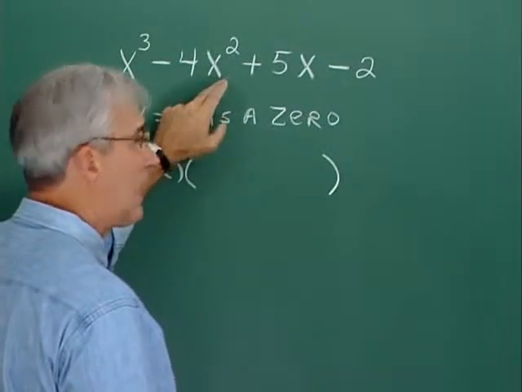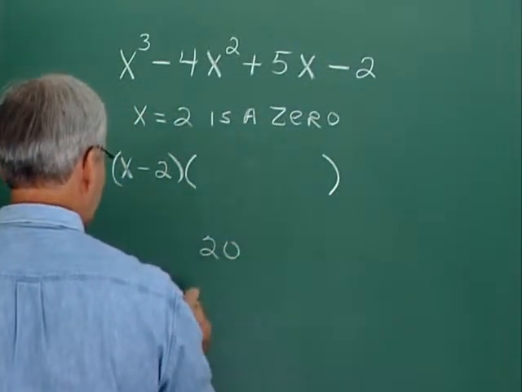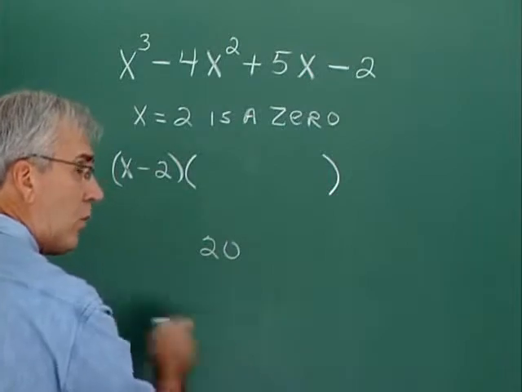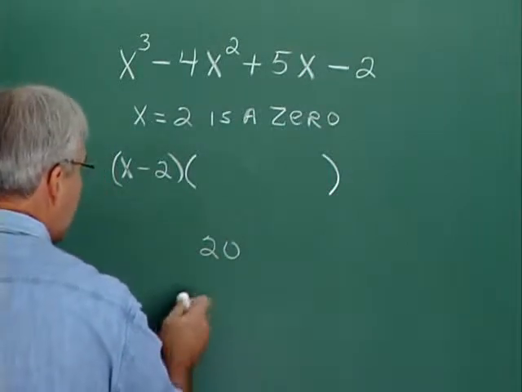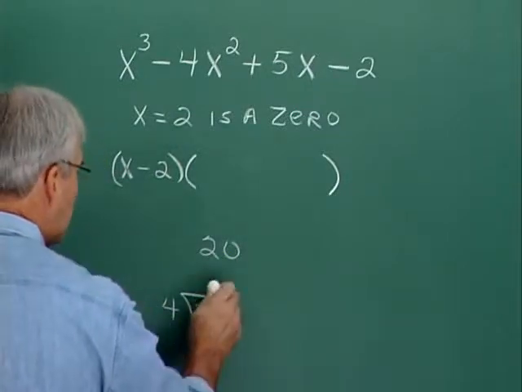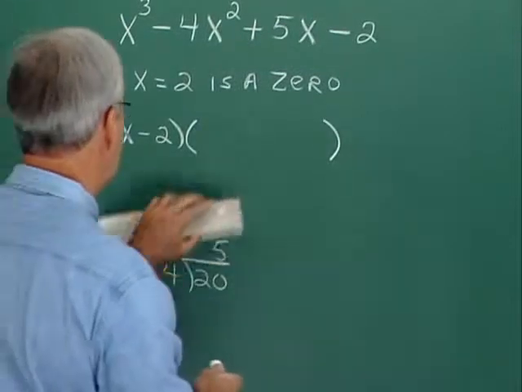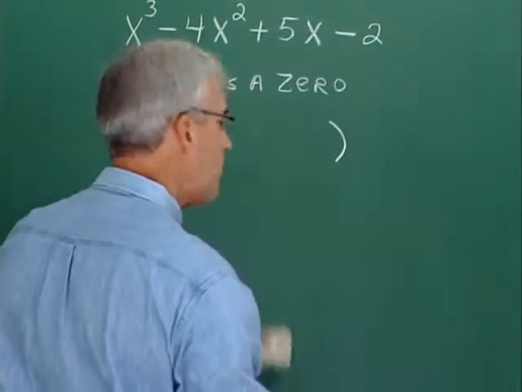You see, this is kind of like saying we have a number like 20 and we know that 4 is a factor of 20. What's the other factor? Well, we can find the other factor by just dividing 4 into 20. You see, 4 into 20 is 5. Oh, yeah, 5 is the other factor. You see, it's a trivial example, but it's exactly what we have here.